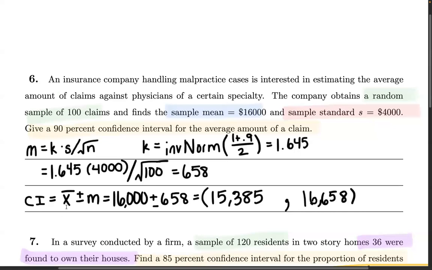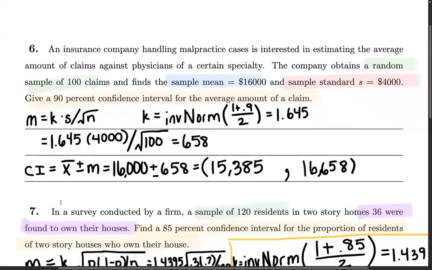So our confidence interval is X bar plus or minus M. Our X bar is 16,000, the sample mean given here, plus or minus 658. So the lower bound of our 90% confidence interval is 15,342, and our upper bound is 16,658.